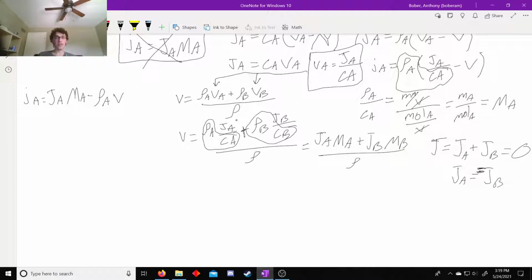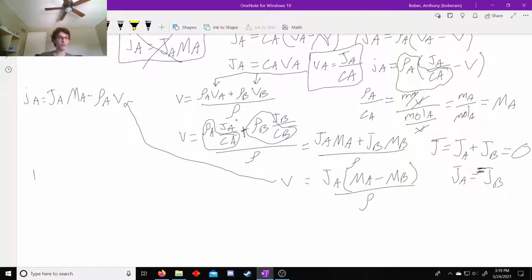And since that's the case, we can rewrite this expression up here as molar diffusive flux of A times the difference in molecular weights of A and B, all over total mass concentration. Okay? And again, that is equal to the mass average velocity of everything. So now what we will do is we will just shove that right into here.